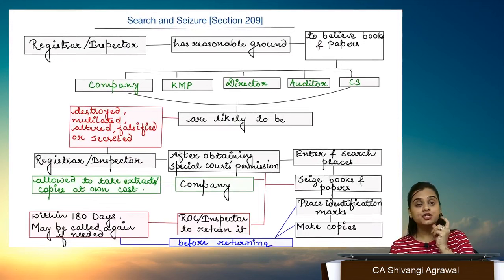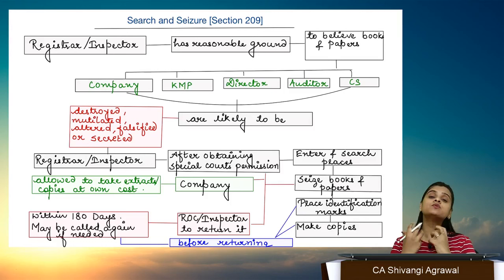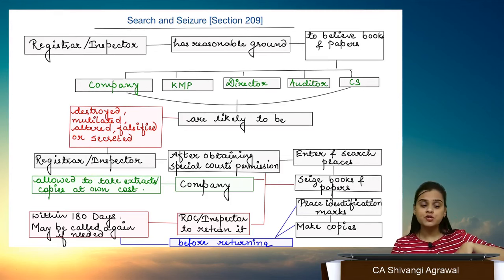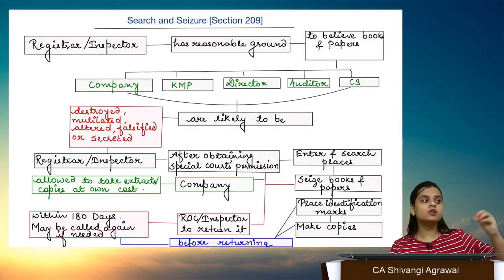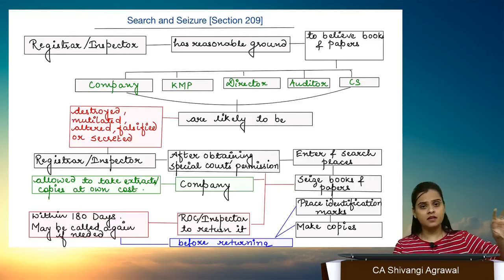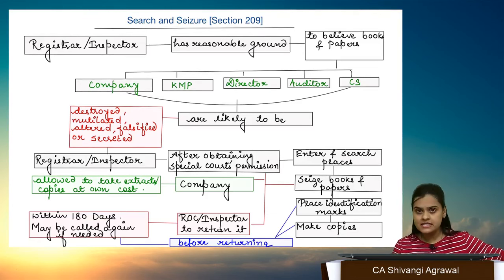Next, we have the section of search and seizure. This power is also given to the registrar or inspector, but they have this power only when they take approval from the central government. Sometimes they know, or during inspection or inquiry they come to know, that some documents of the company are missing, and these documents may be destroyed by people involved, or they may be mutilated, secreted, or falsified.